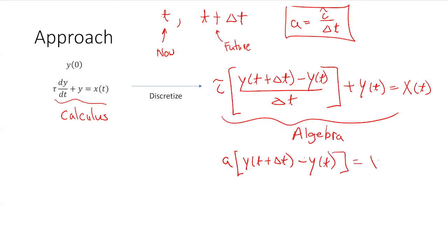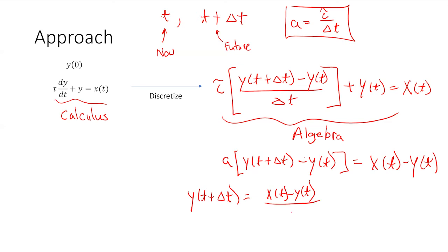All right. Equals x of t minus y of t. Right? I'm basically just performing some algebra to get y of t plus delta t by itself. Okay. And so again, this is sort of algebra here, but basically what I'm going to end up with is ultimately y of t plus delta t equals x of t minus y of t over a.